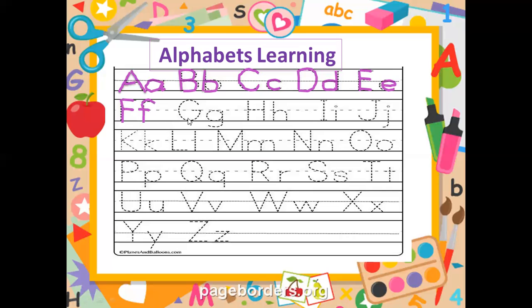After F, our next letter is G. So what you will do, you will draw a curve from top to the bottom. Just draw from top to the middle and then continue it from the middle to the bottom. And then draw a small sleeping line at the middle. It will make you a letter G. This is your letter G, capital letter G.